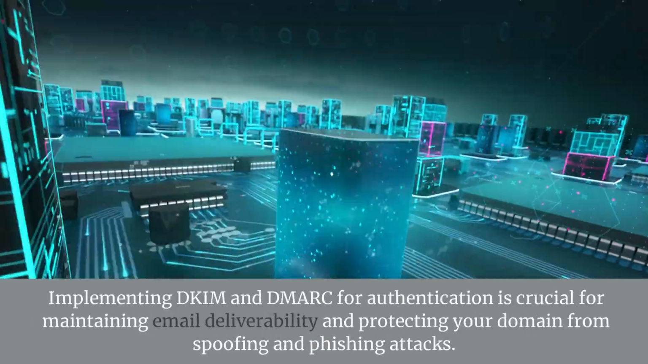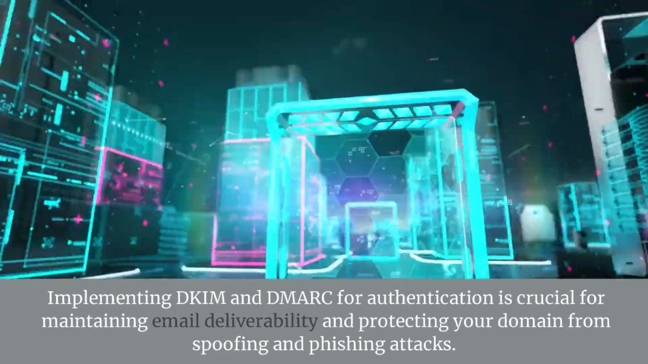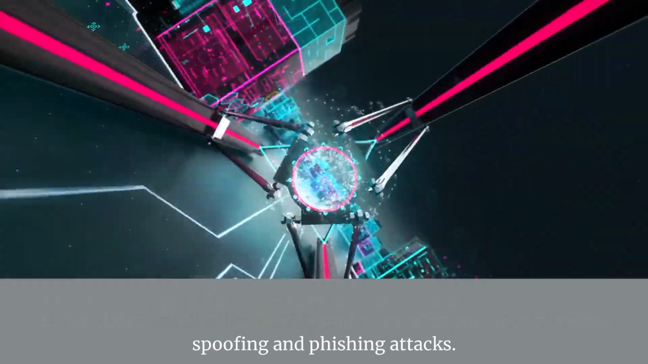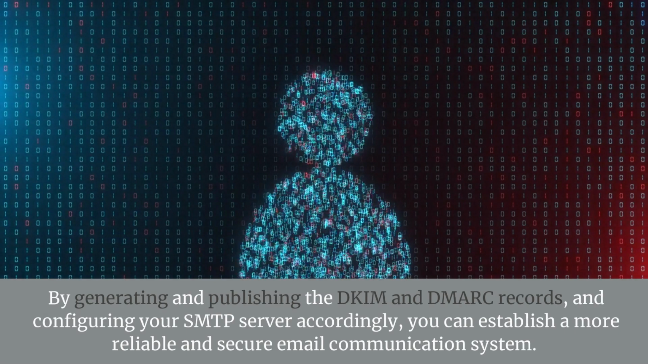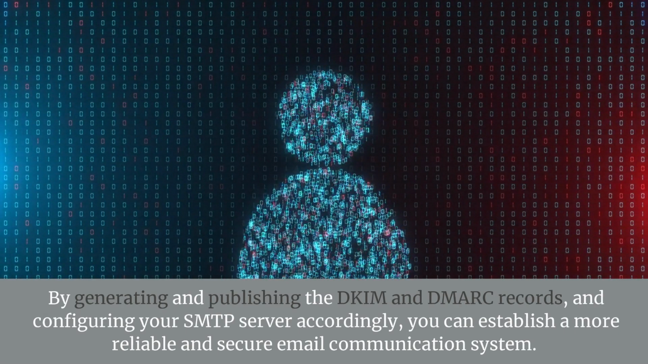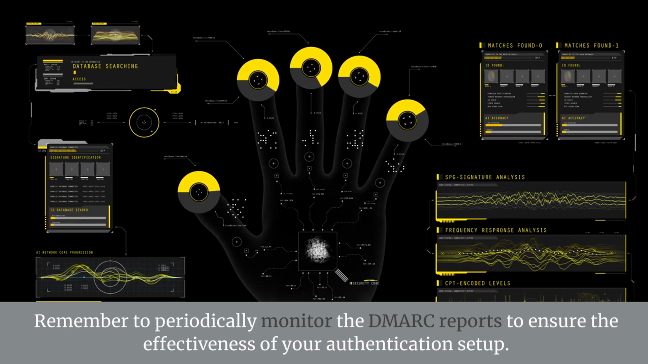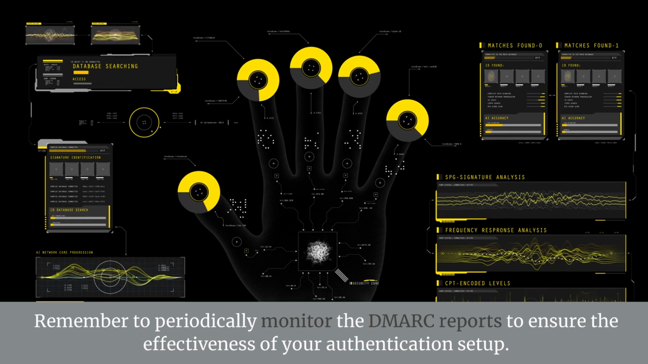Conclusion. Implementing DKIM and DMARC for authentication is crucial for maintaining email deliverability and protecting your domain from spoofing and phishing attacks. By generating and publishing the DKIM and DMARC records and configuring your SMTP server accordingly, you can establish a more reliable and secure email communication system. Remember to periodically monitor the DMARC reports to ensure the effectiveness of your authentication setup.